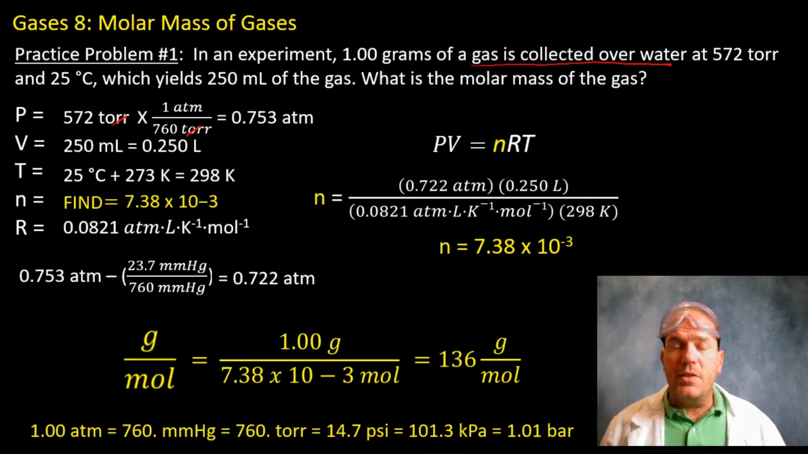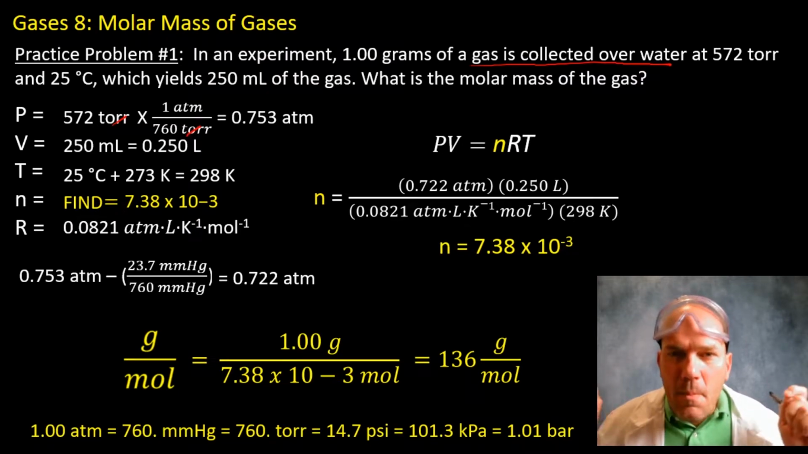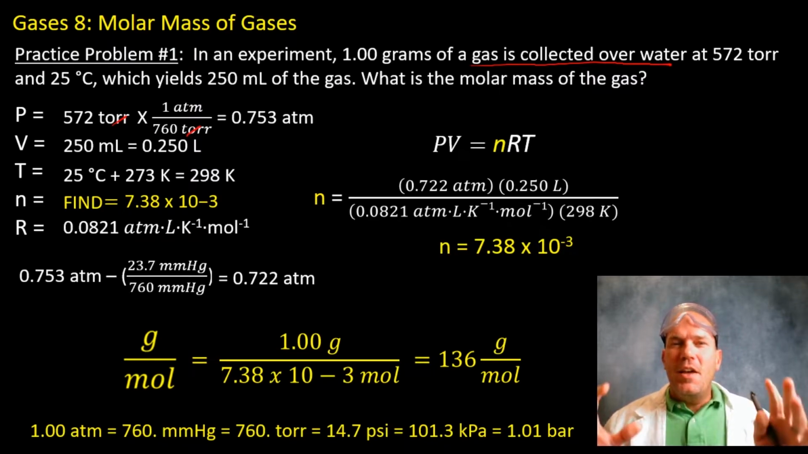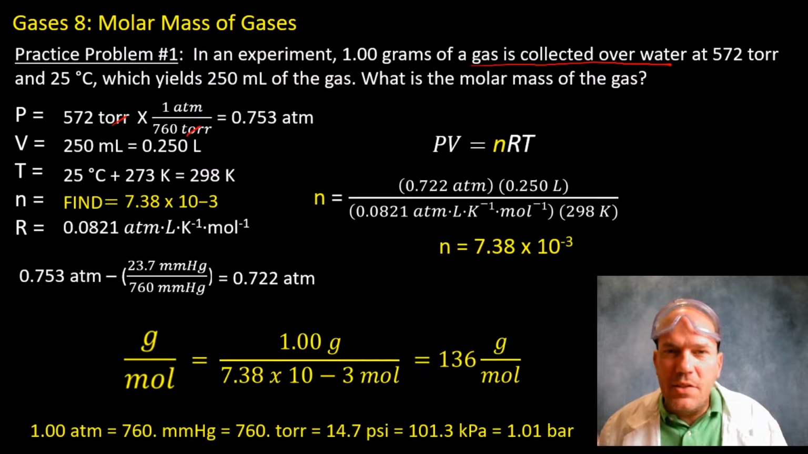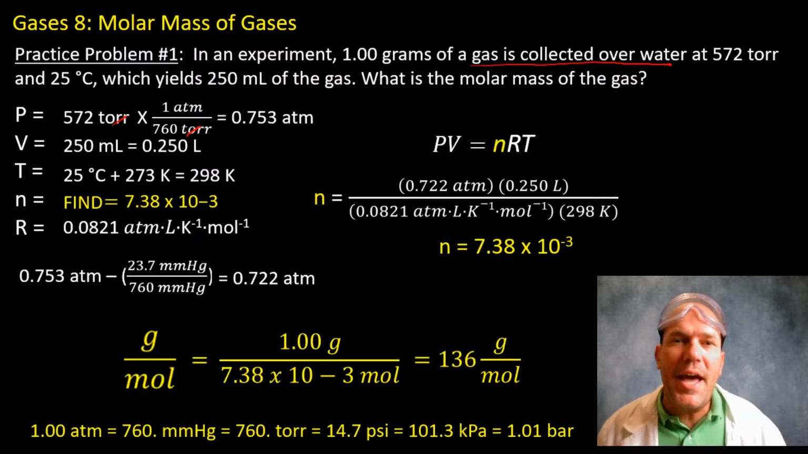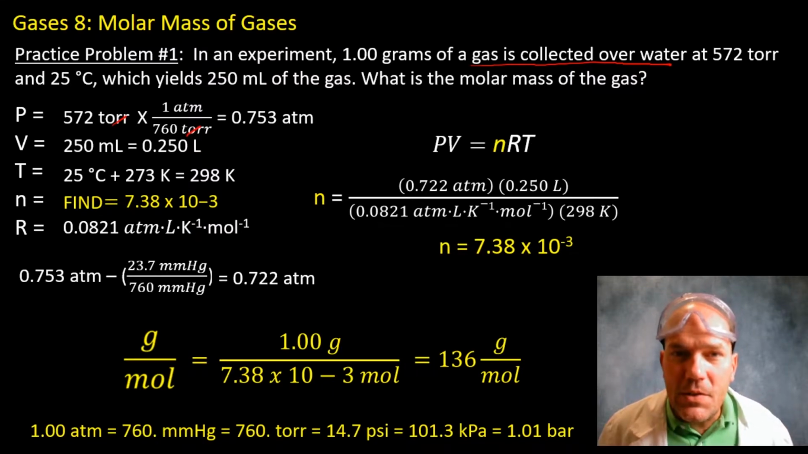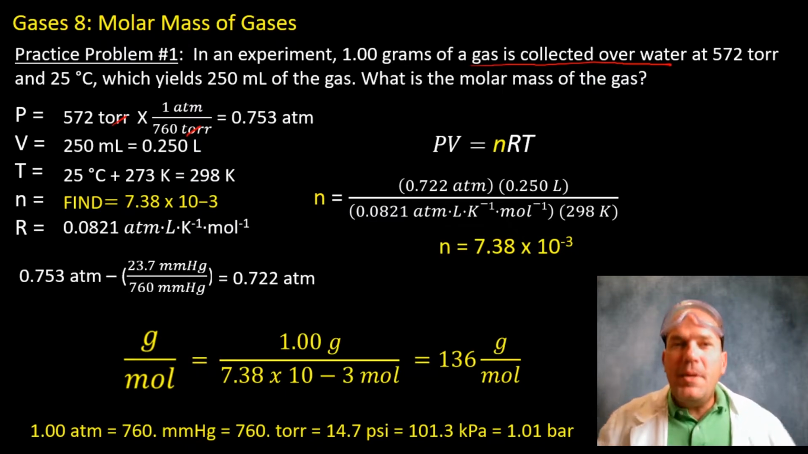That is the answer. 136 grams per mole is the molar mass of this particular gas. Now, there are many applications of this idea of molar mass of gases. We're going to explore them in lab. You will be using stoichiometry. You will be calculating empirical and molecular formulas.